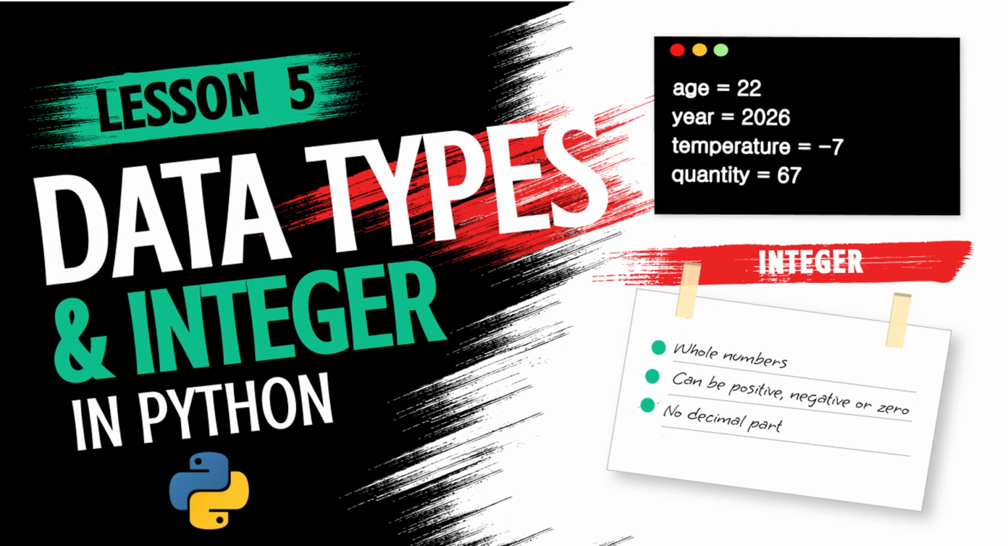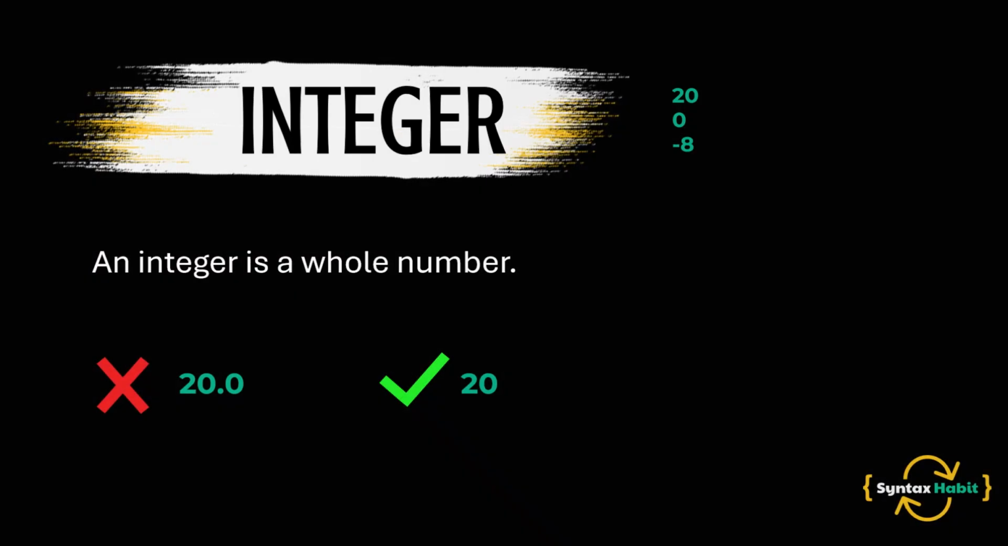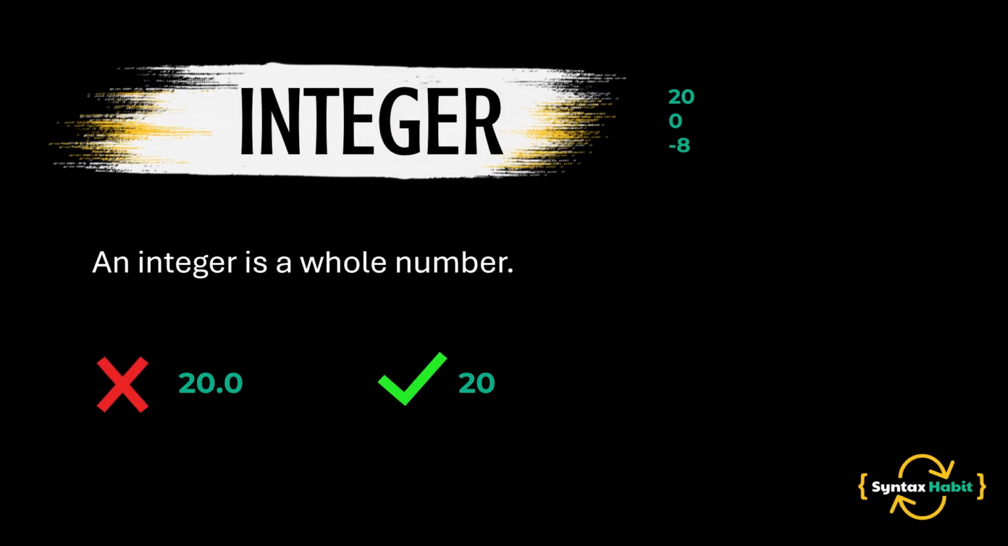Today we are going to learn about another data type. In the last lesson we covered strings, and today we will be looking at integers. An integer is simply a whole number. It can be positive, negative, or zero, but it doesn't contain a decimal point.